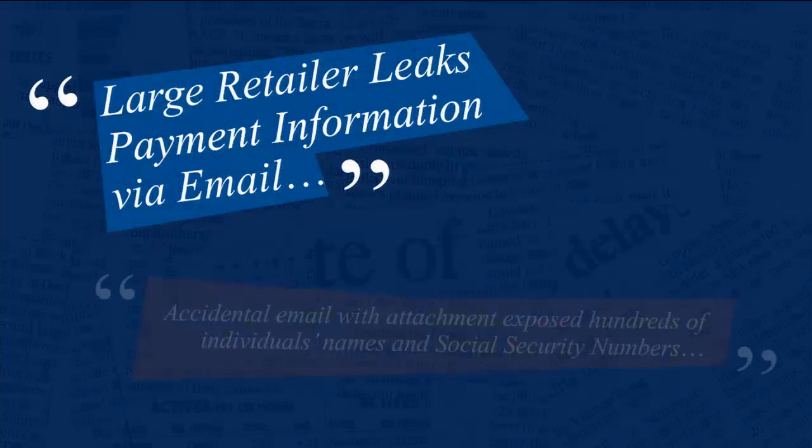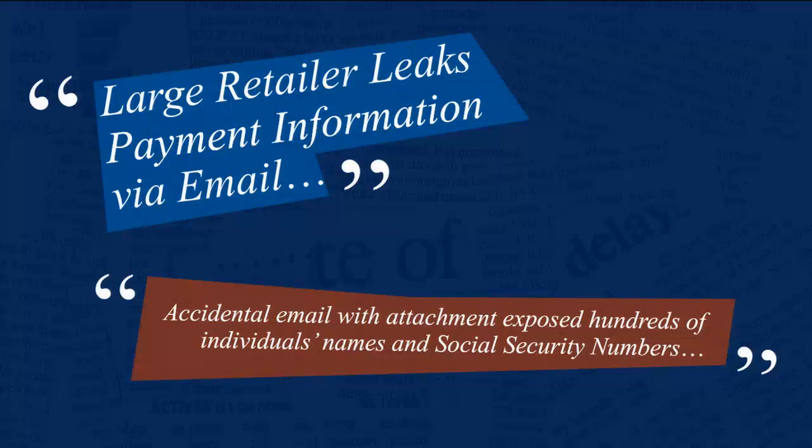All right, so to start off, here are a couple headlines, and this is not a scare tactic, but just to put things in a little bit of a context perspective. The first one is large retailer leaks payment information via email. Accidental email with attachment exposed hundreds of individual names and social security numbers. The interesting thing about these headlines and the corporations behind them is that these were accidental leakage of information. These weren't malicious attempts to reveal this information, but this was really user error.